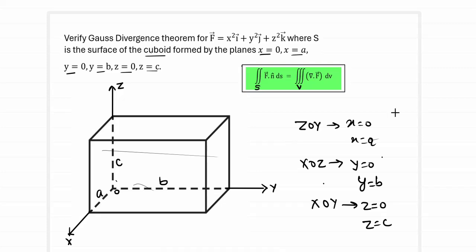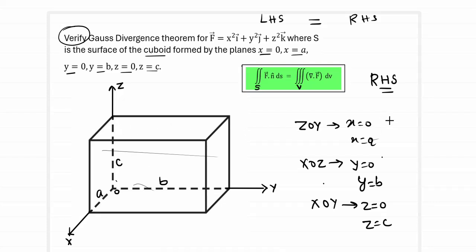So when it comes to a volume integration, what is going to be my right hand side? Let us begin with the right hand side. You have to keep in mind, whenever the word verification is given, you have to compute a left hand side and a right hand side, and then show that both are one and the same. So we begin with the right hand side. What is there in the right hand side? Triple integral over V of del dot F dV. So the volume of the cuboid has to be estimated.